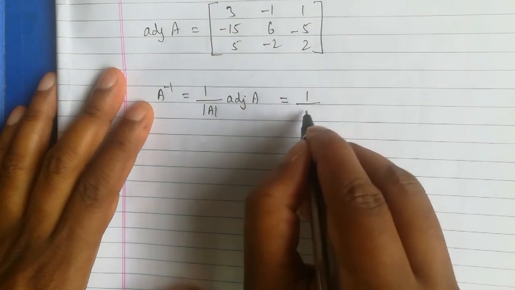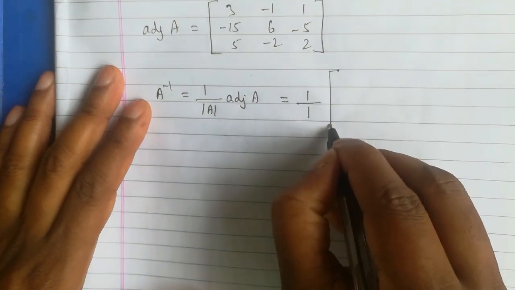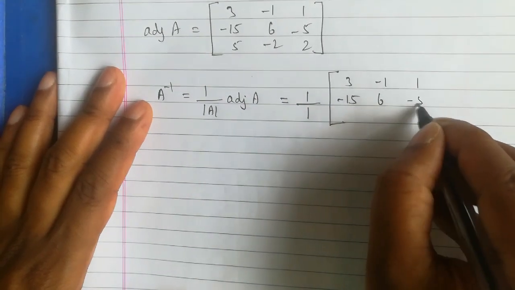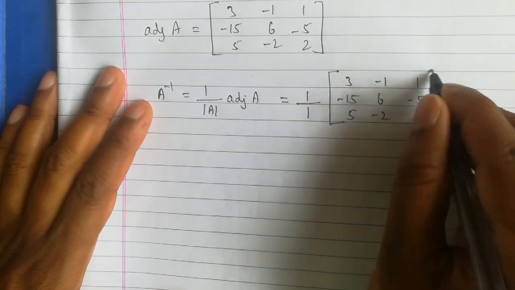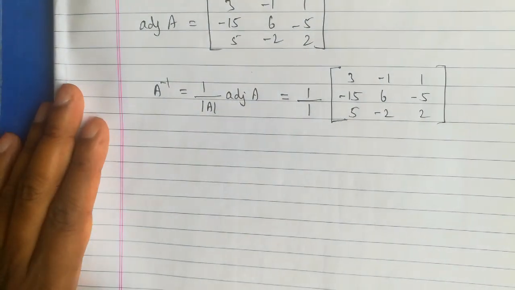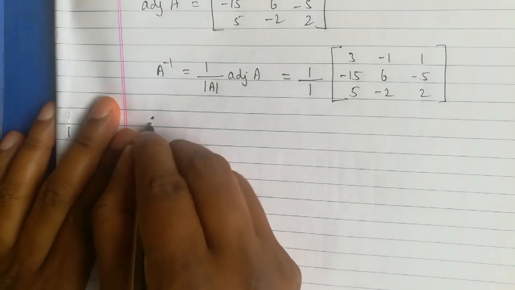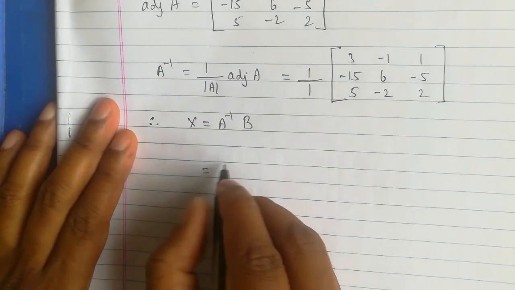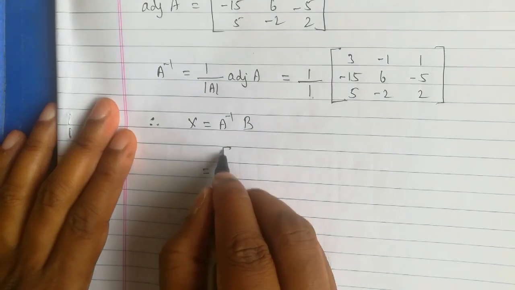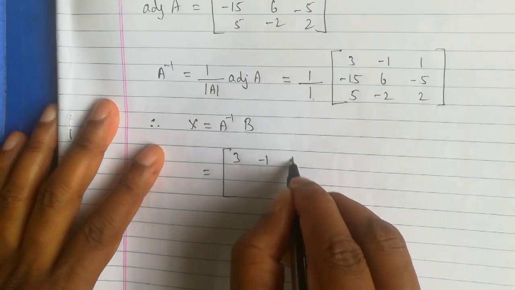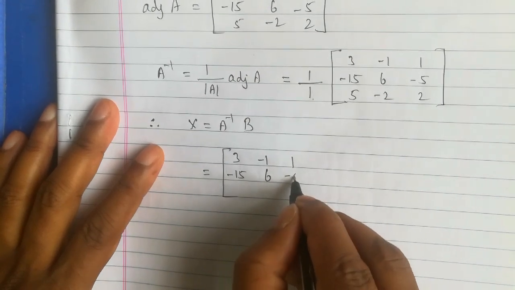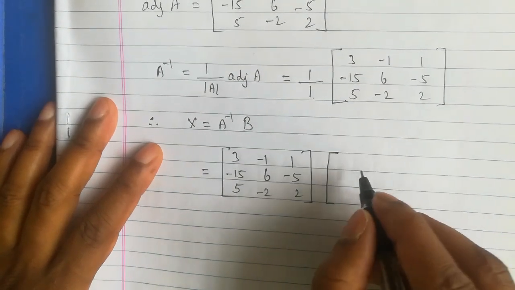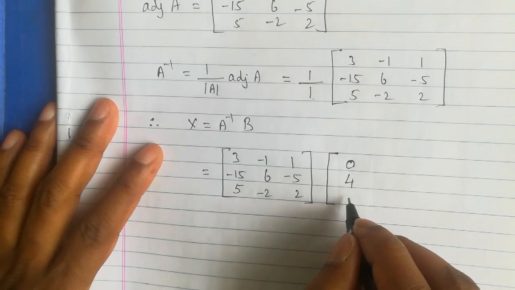We already found the determinant of A is 1. This is A inverse. Therefore, X equal to A inverse B. 1 by 1 is 1 only. Six minus five, 5 minus 2, 2. B value, B is 0, 4, 5.